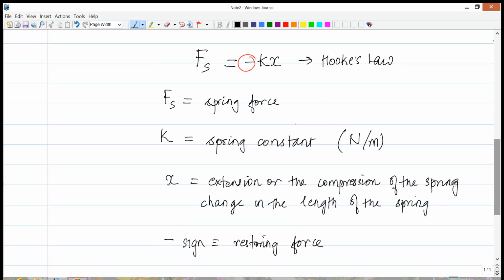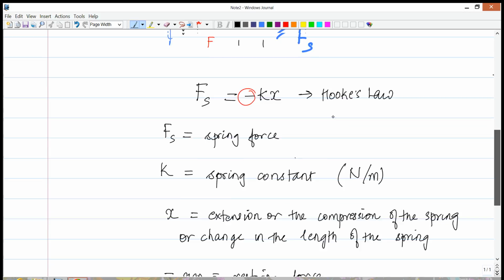We're studying a very specific kind of spring that obeys Hooke's law. Fs is the spring force, K is the spring constant which changes from one spring to another, X is the extension or the compression of the spring, or you can think of it as the change in the length of the spring, and the minus sign is a very specific thing: it tells you that the force is restoring.